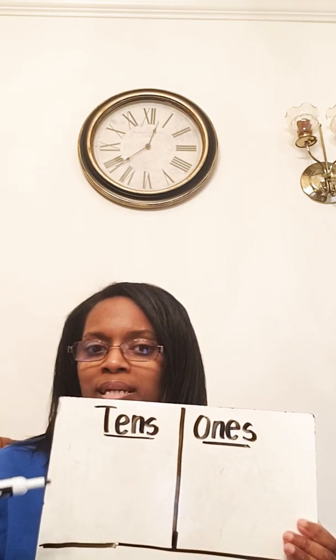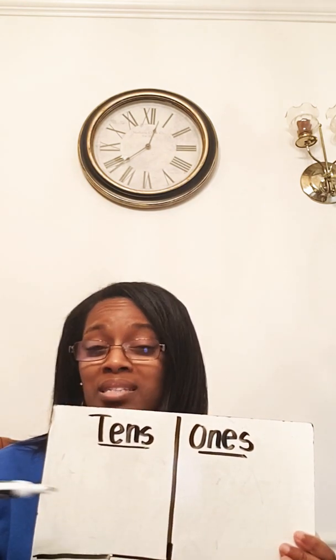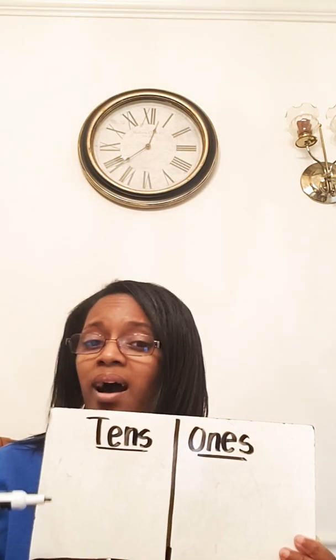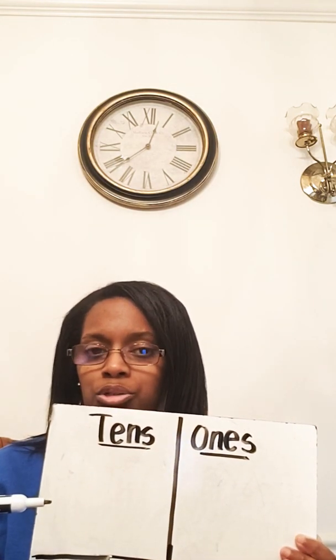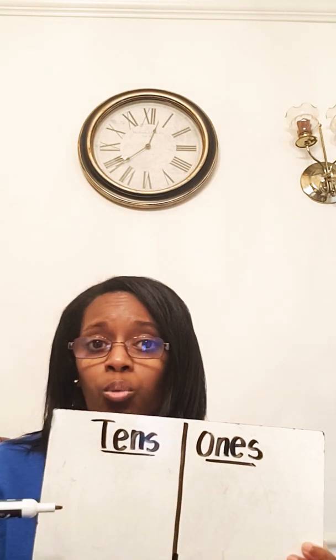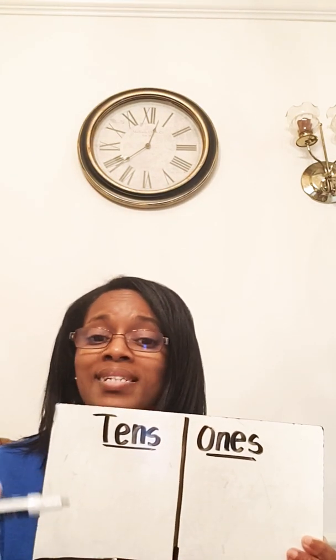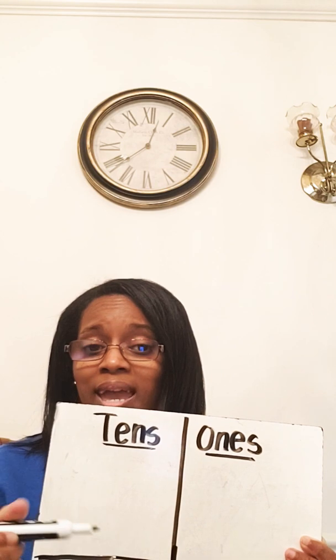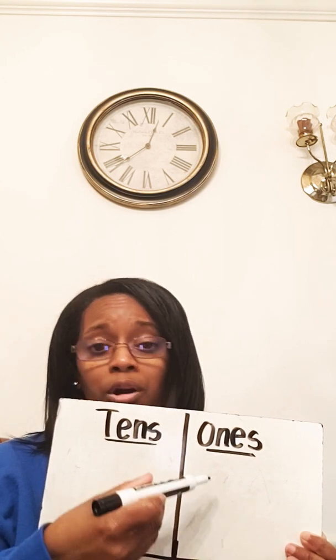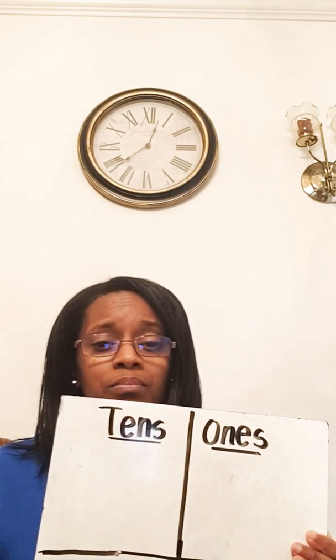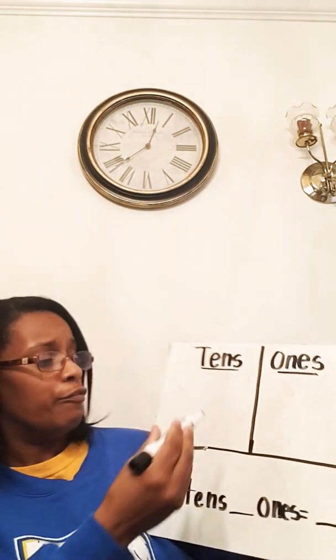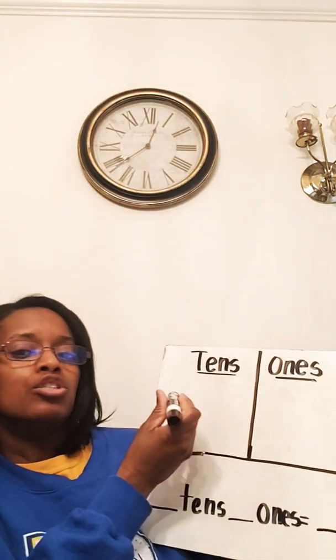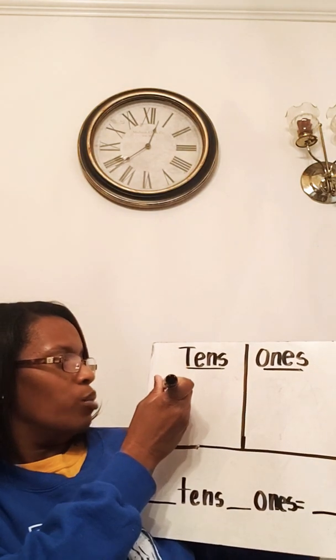Now, if you notice, 10s always come first, okay? Unless we're working with some bigger numbers. But for the numbers that we're going to work with today, our 10s are going to come first. And then our 1s are going to come next, okay? So I'm going to draw something out for you. And I'm going to see if you can remember what this is.